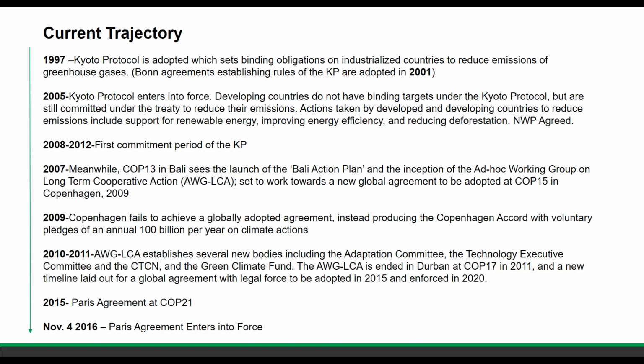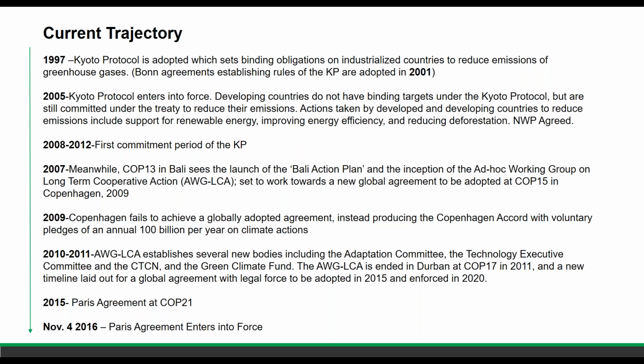And after taking those decisions, it was decided that that original working group that had been set up to define the agreement in Copenhagen would be ended. It was ended in Durban, and a new timeline was laid out for the global agreement with legal force to be adopted in 2015 and enforced in 2020. And of course, the Paris Agreement, as you all know, was adopted in 2015.